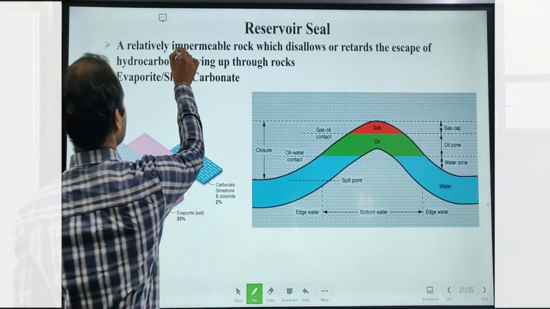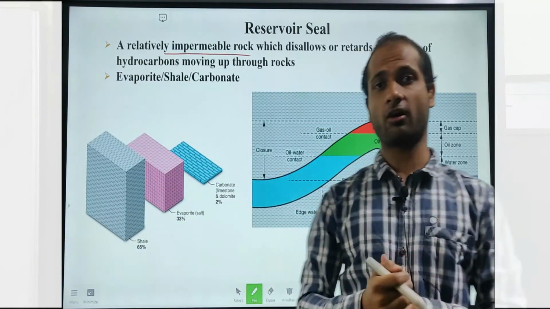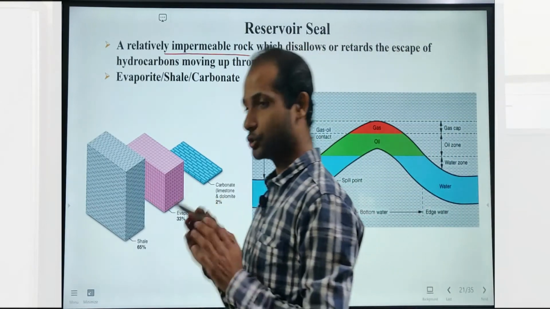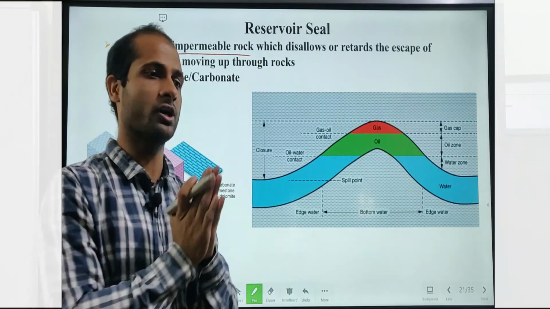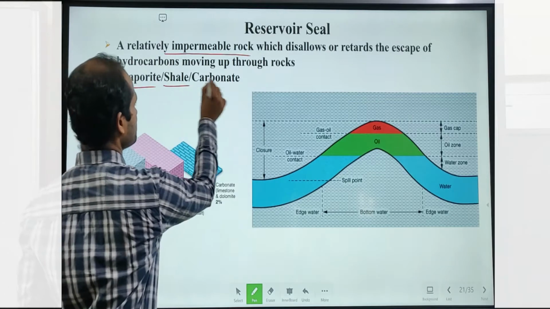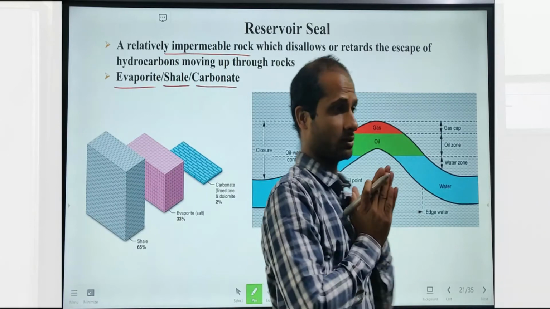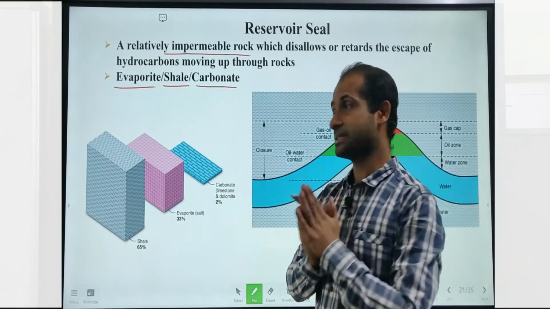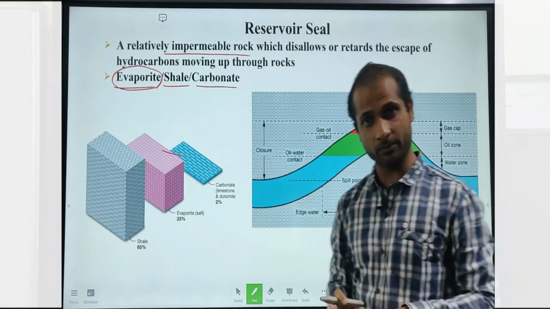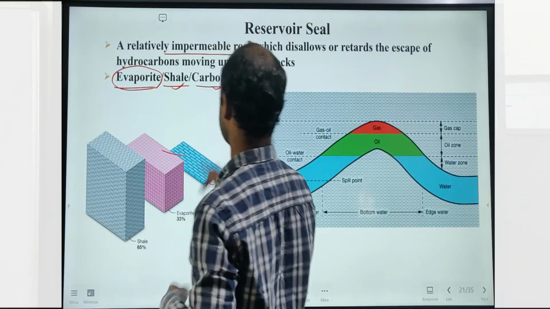What is the reservoir seal? Reservoir seal is an impermeable rock which retards the further upward migration of hydrocarbon. And usually all over the world, the most common reservoir seal rocks are evaporite, shale, and carbonate. The best seal is evaporite, which is imporous and impermeable, the second is shale, and the third is carbonate.